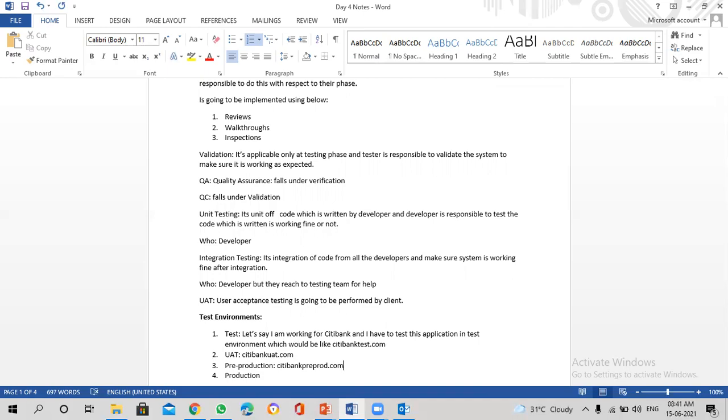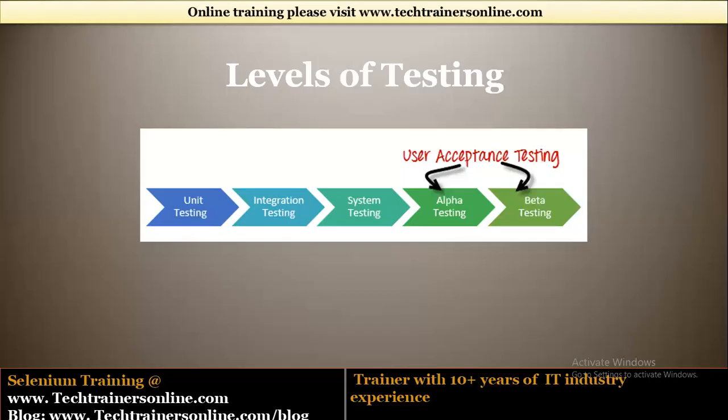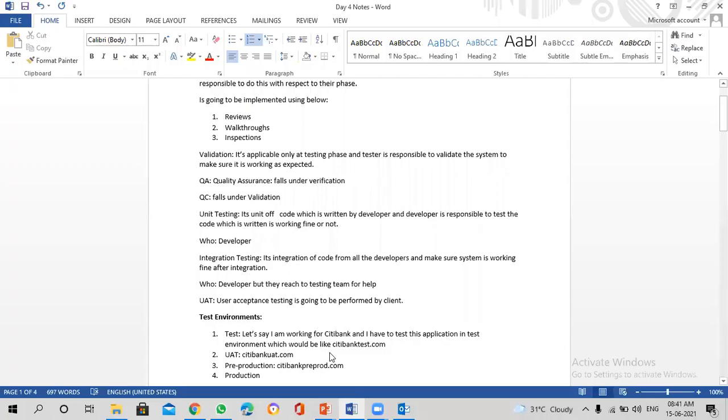Okay. So when I talk about types of levels of testing, system testing is purely performed in the test environment. User acceptance testing is performed in UAT. Under user acceptance testing, alpha testing is performed in the UAT environment. Okay. And then you have beta testing. Beta testing is performed in where? In production.